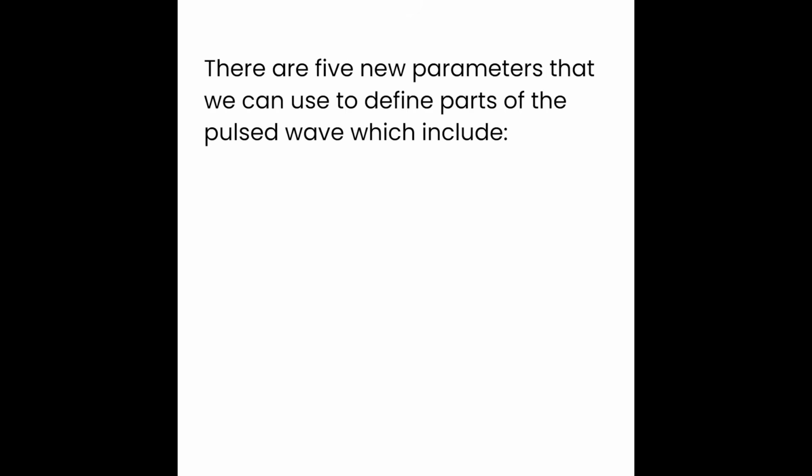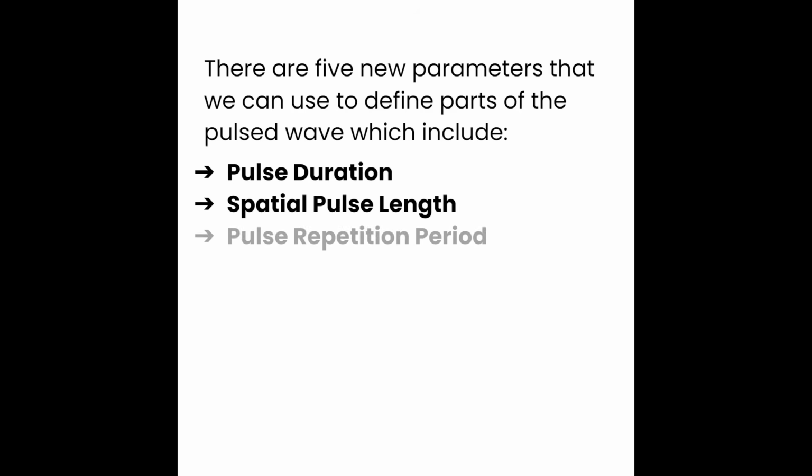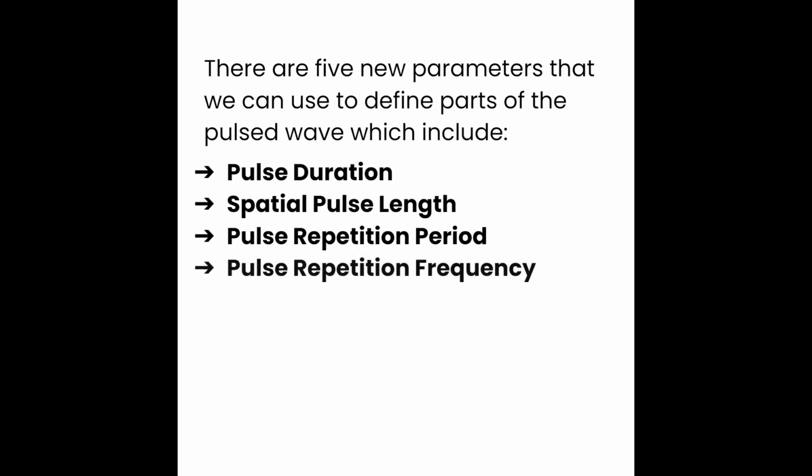So we had our 7 parameters that describe continuous and pulse wave sound. We now have 5 new parameters that we can use to define parts of the pulse wave. And these are going to include pulse duration, spatial pulse length, pulse repetition period, pulse repetition frequency, and duty factor. And again, for each of these new parameters, we're going to focus on the definition, synonyms, units, symbol, or really more of the common abbreviation for these, formulas and relationships, and how the sonographer can impact each parameter.